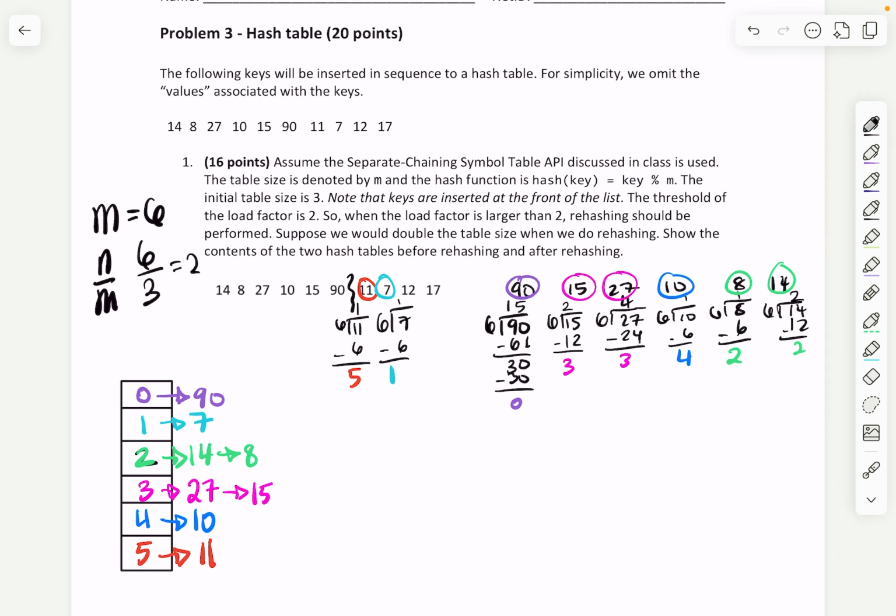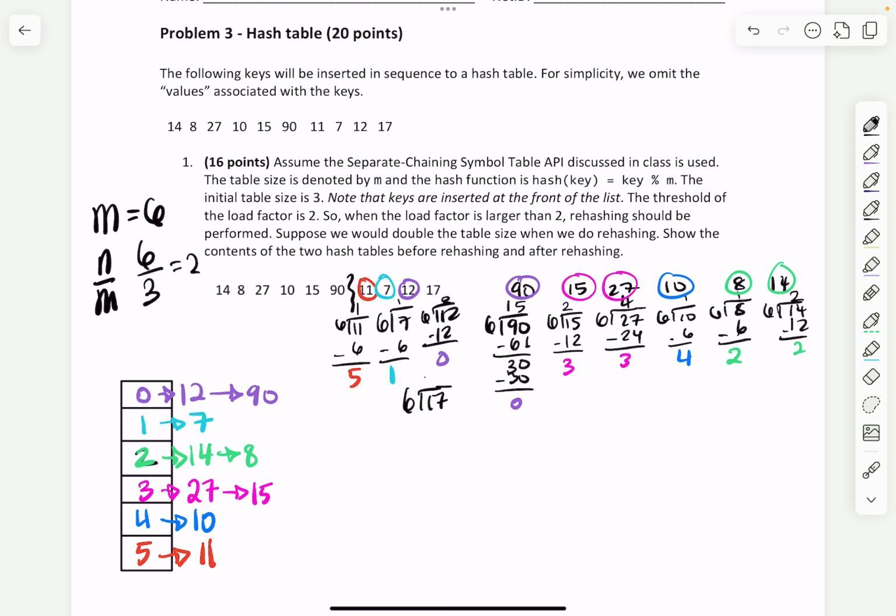And now 12. So we go and do 6, 12, 2, 12, 0. So the hash for 12 is 0. So that means we have 12 and we need to add it in from the front. So from the front means we need to push 90. So we push 90, have 12 be over here. Great, that's that. And then finally 17, I ran out of space, so I'll do it over here.